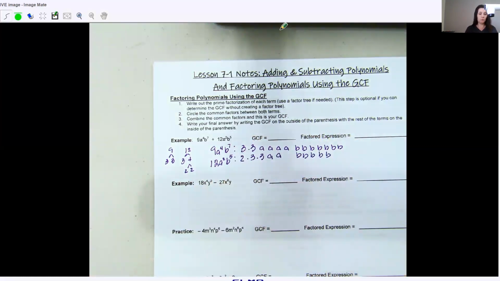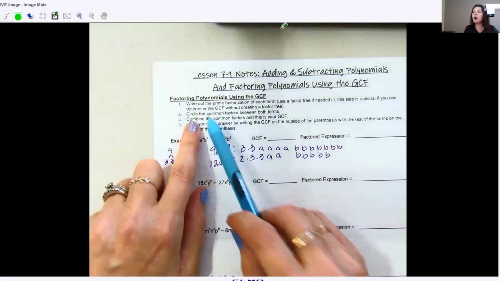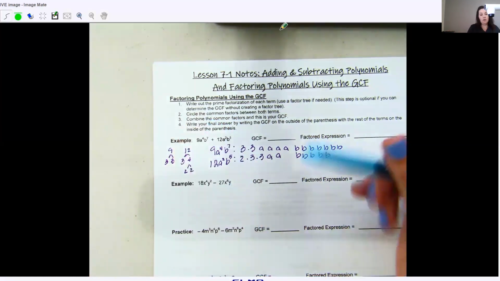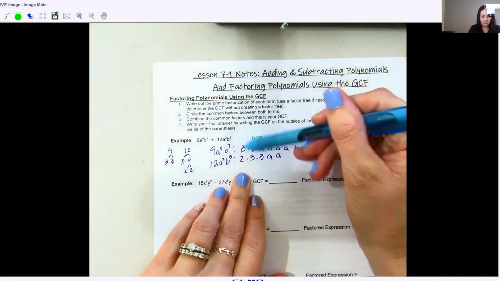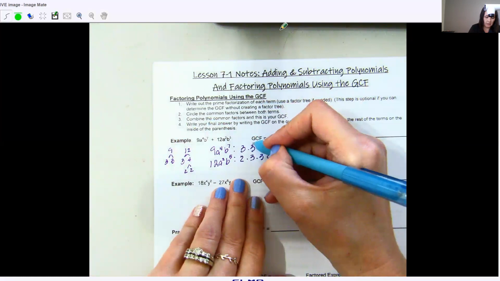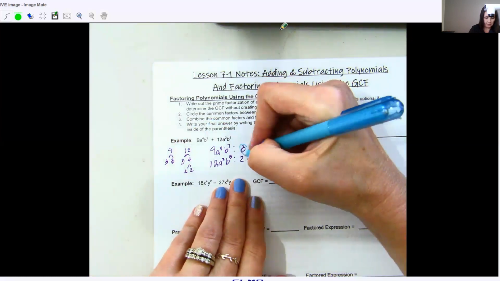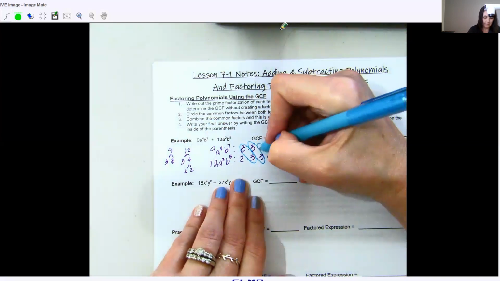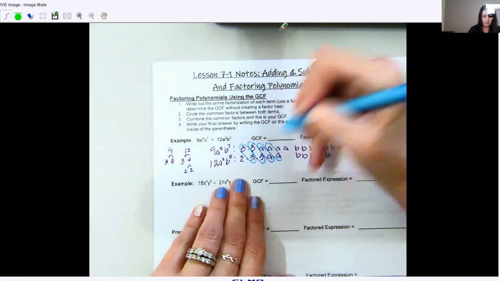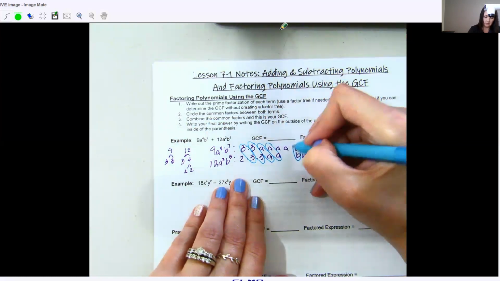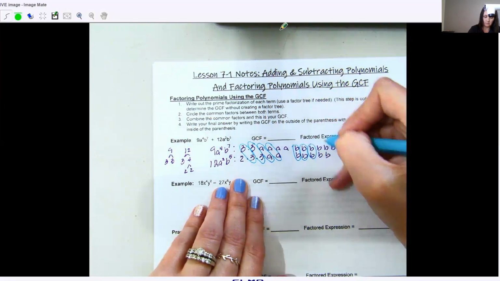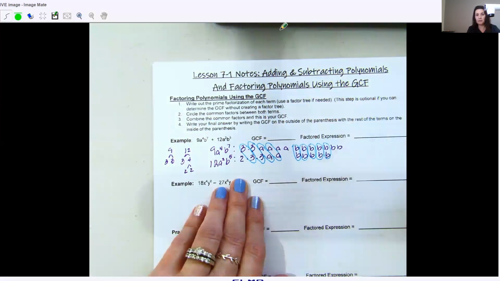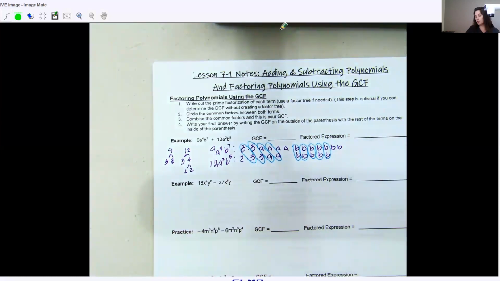Okay, so we have completed step 1. We factored out each of the terms. And we're going to move on to step 2. Step 2 says circle the common factors between both terms. Okay, well, this one doesn't have a 2, so 2 isn't common, but these 3's are common. And then we have 2 a's that are common, and then we have 5 b's that are common. Okay, and those are all of our common factors.